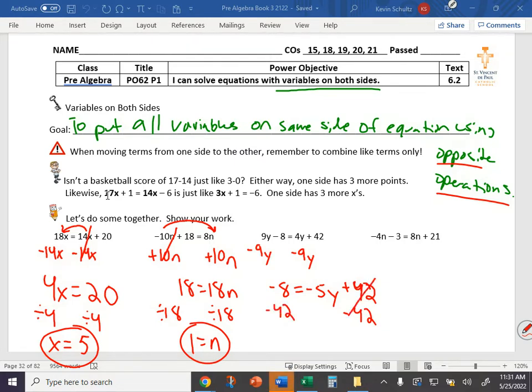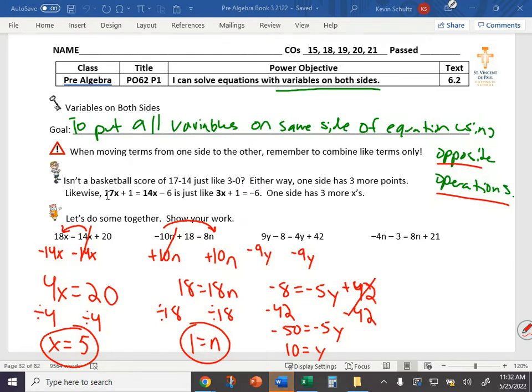Okay. Negative 8 minus 42 is a negative 50. That equals negative 5y. And then our final step would be to divide by negative 5. Okay. And negative 50 divided by negative 5 is a positive 10. Positive 10. All right?